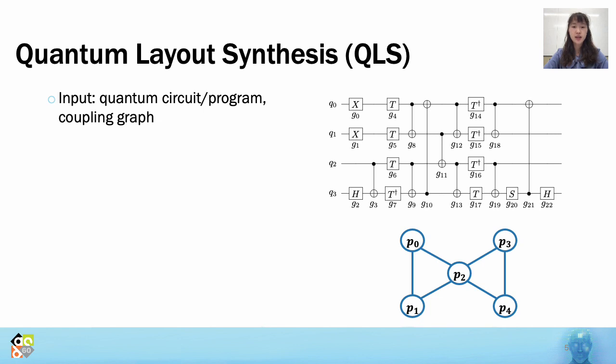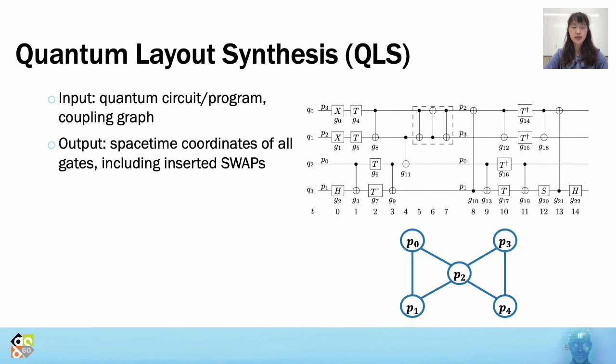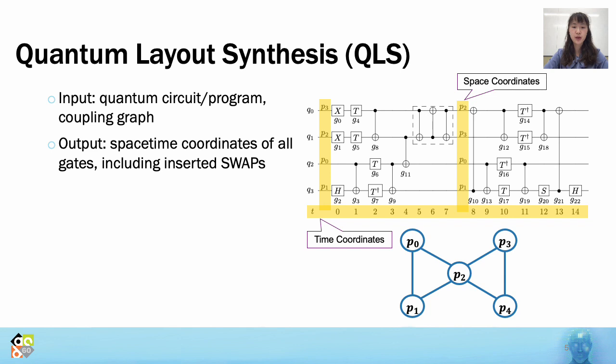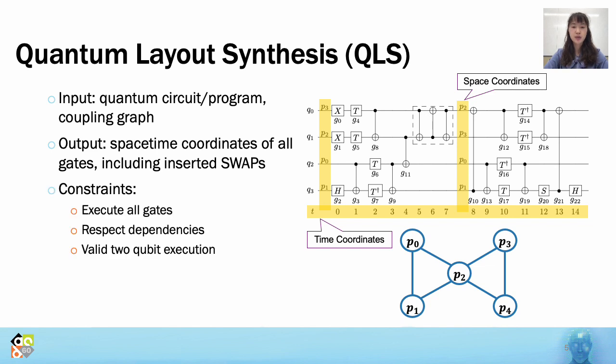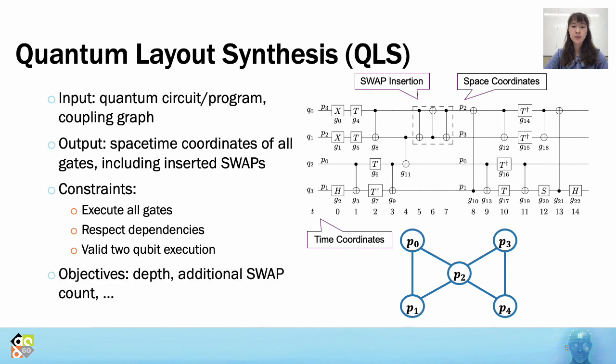In layout synthesis, our goal is to map each program qubit in the circuit to a physical qubit and schedule gate execution time. This shows a valid layout synthesis result. First, we have mapping from program qubit to physical qubit and time coordinates to indicate the time to execute a gate. We need to execute all gates in the input circuit with correct order. Then, to have valid two-qubit gate execution, we may use some extra swap gate in the circuit to change the mapping. The objective in layout synthesis problem can be either minimizing the circuit depth or swap count.